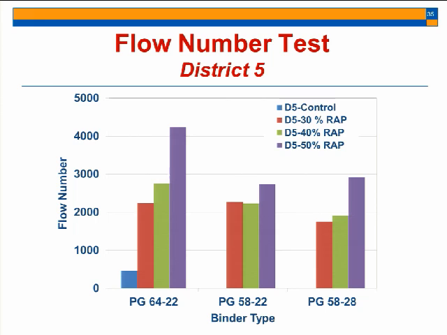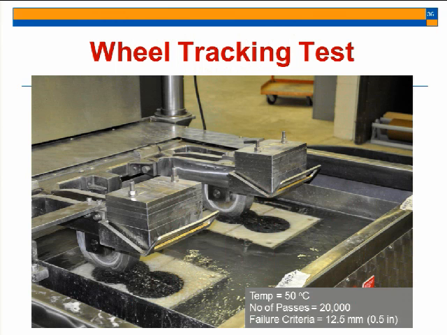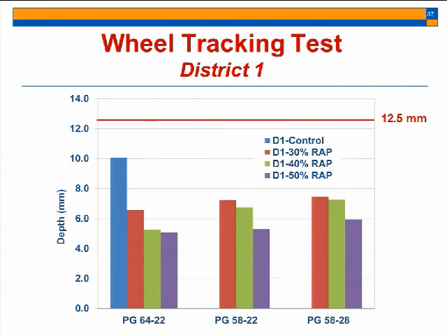The one important thing that I want to mention here is this control mixture. You will see also in the Hamburg wheel tracking results that this control mix, the District 5, which was prone to moisture susceptibility, behaved very weak in these tests, in the flow number as well as the Hamburg wheel tracking test. So Hamburg wheel was conducted at 50 degrees centigrade, number of passes were 20,000, and the failure criteria was 12.5 millimeter. This is for District 1 mixtures.